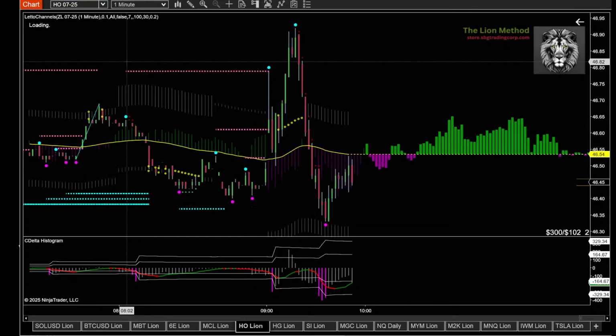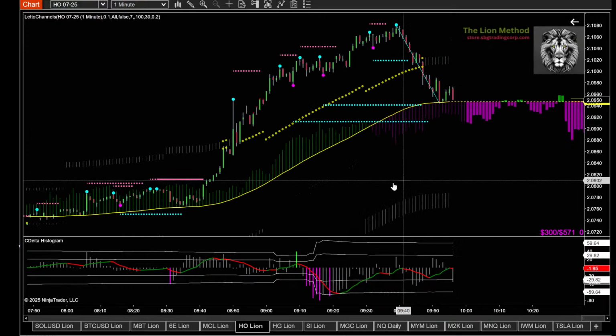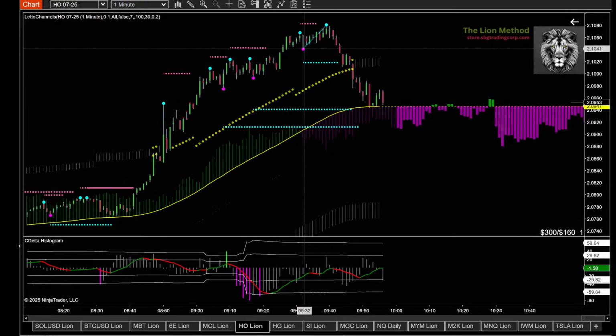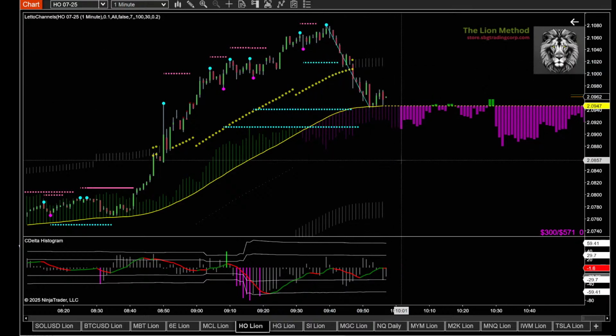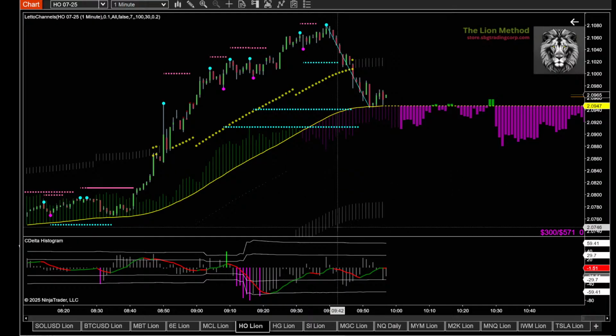Have a look at heating oil. Oh man, where was I? This is a heating oil trade right there. Deeply overbought. We're way above the 90-10 line. Going short here would have been the trade, guys. Oh, dang it. That's a big move. It's a $407 move in heating oil. Yeah. Well, you know what? You can't win them all.